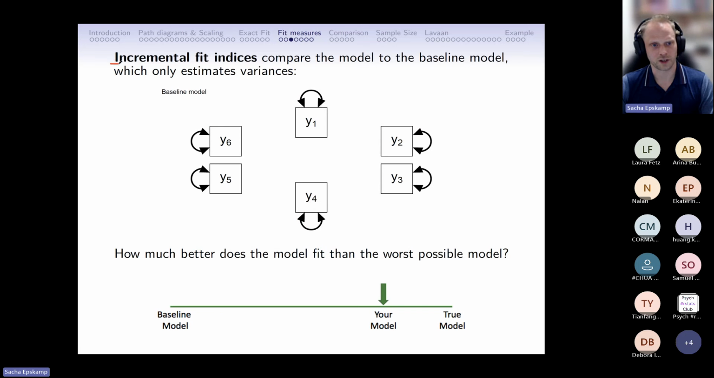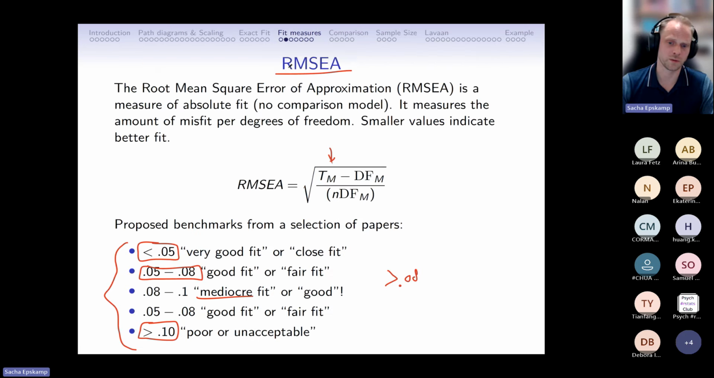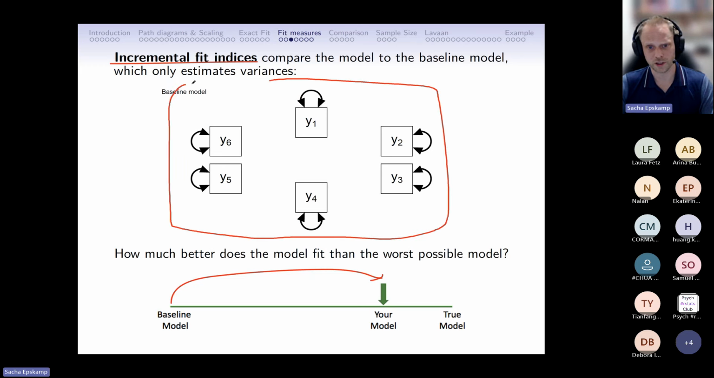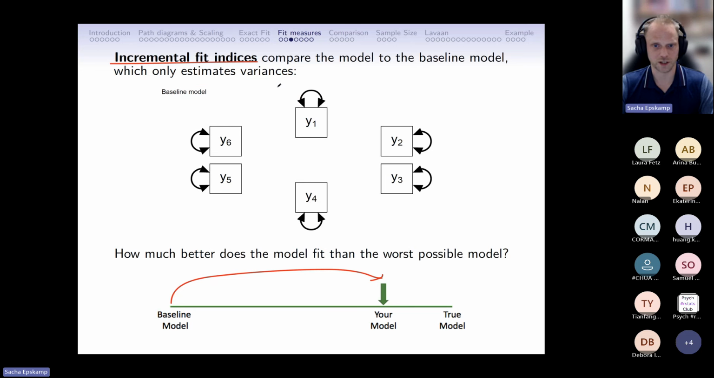Then other fit indices are incremental fit indices. The incremental indices compare a model to the baseline model. This is a model where we don't have any covariances. It's a very simple model. Every item has a variance, and there's no covariance between them. So the moment we see any correlation in the data, we know this model is wrong. But we want to see, okay, our model is implying some correlations, is it working better than this baseline model? Much better, ideally.